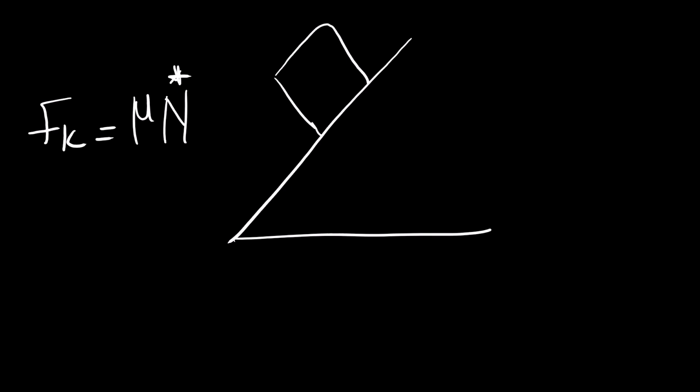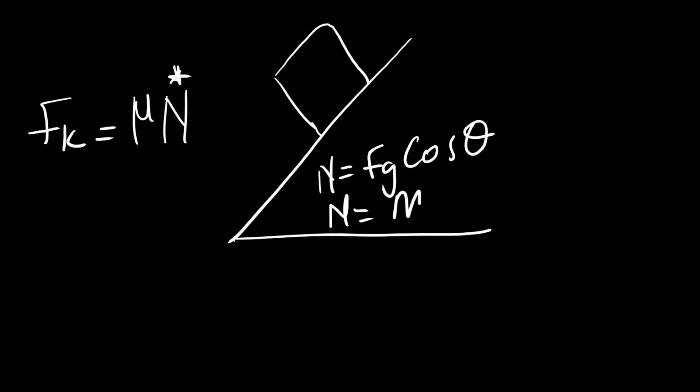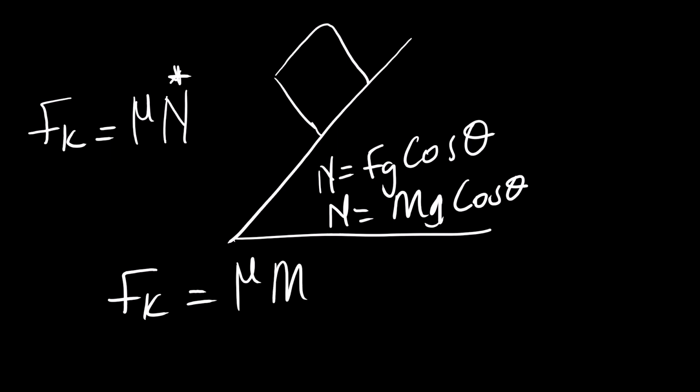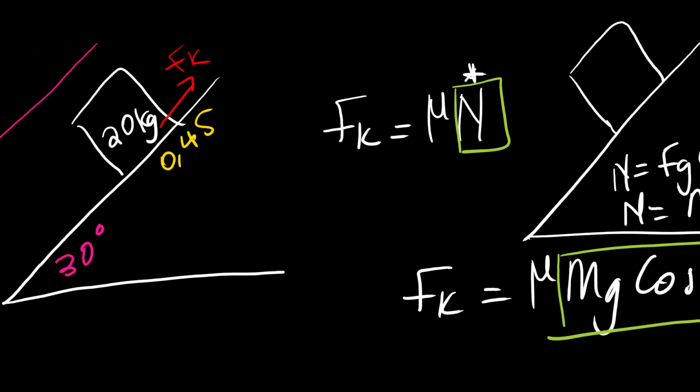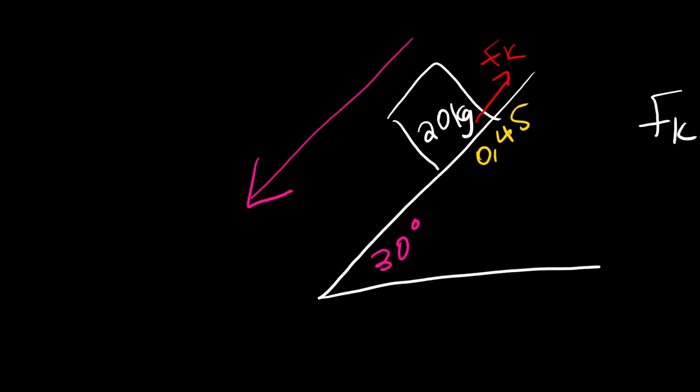Now remember, normal force in this situation is Fg cos theta. So when we expand this, we have mg cos theta. So it means our kinetic friction will be coefficient multiplied by mg cos theta. This is our normal force, it's this N. Now let us go back to this scenario.